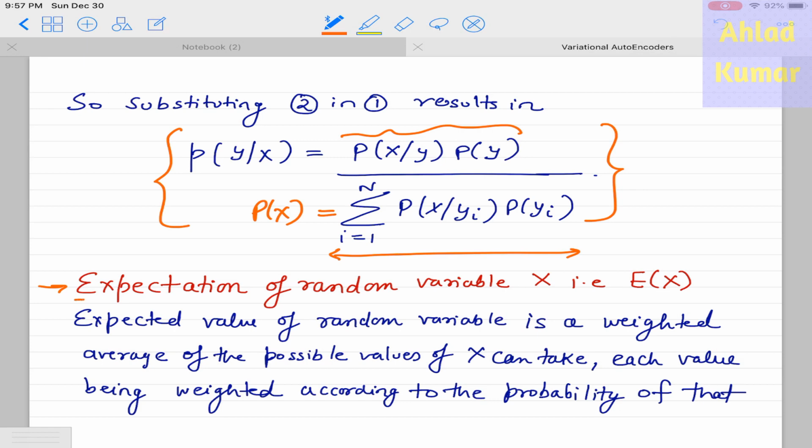The next concept that we will discuss is the expectation of a random variable, which is defined as e of x.